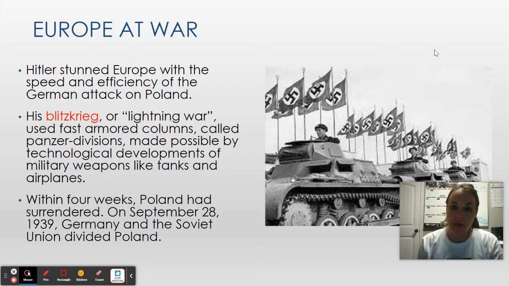And then, of course, as I also told you in the last lesson, he and Stalin made their little deal. Stalin is going to get the eastern portion of it for now.